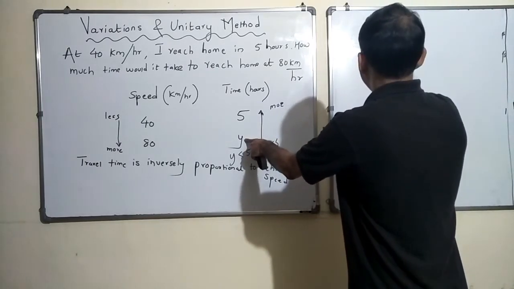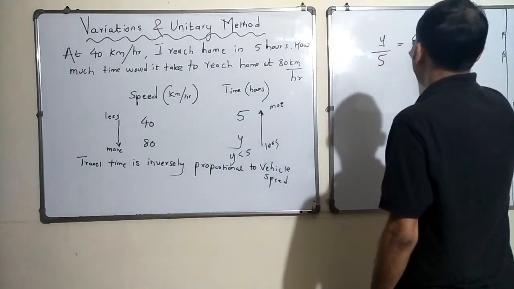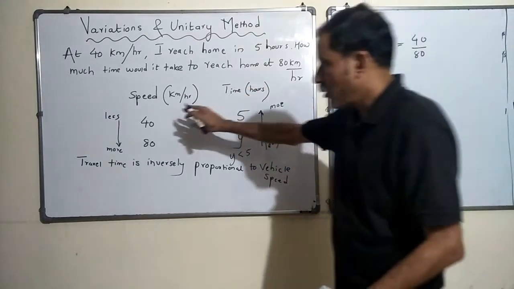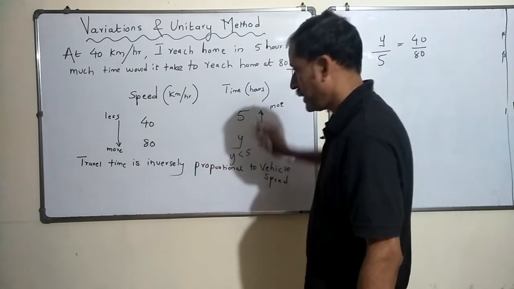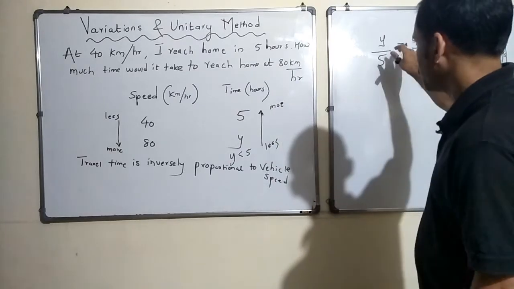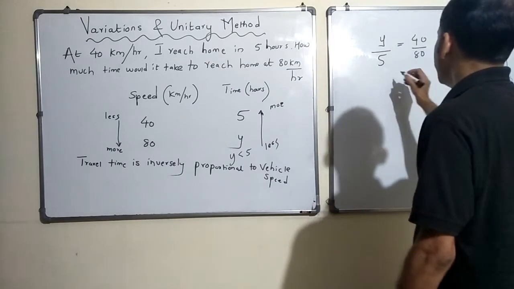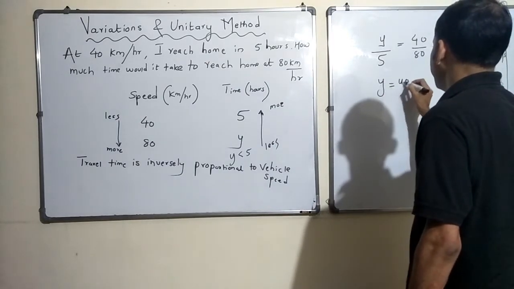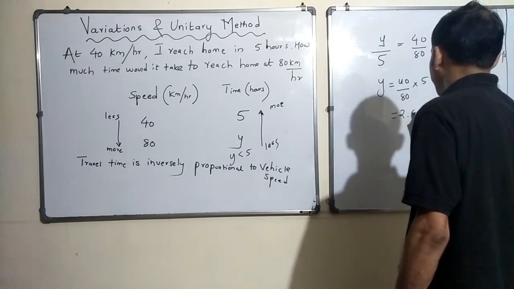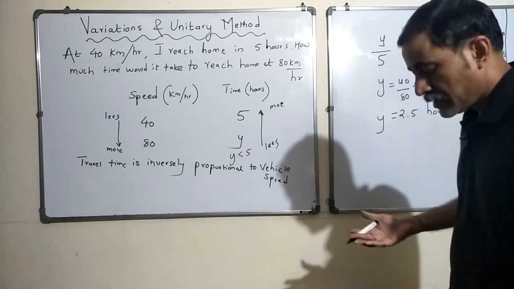y by 5, right? I am going this way. y by 5 is equal to 40 by 80. You can also write 40 by 80 is equal to y by 5. Anything is possible, but one side you go up, the other side you come down, because they are inversely proportional. So y by 5 is equal to 40 by 80. So y becomes 40 by 80 into 5. So this becomes 2.5 hours. Now that is understandable.